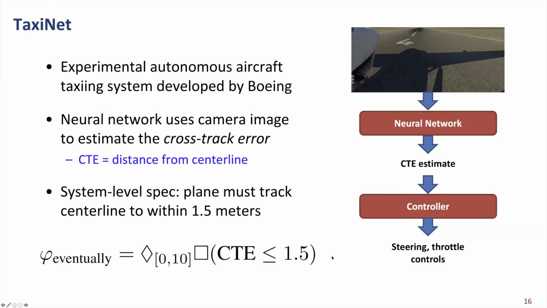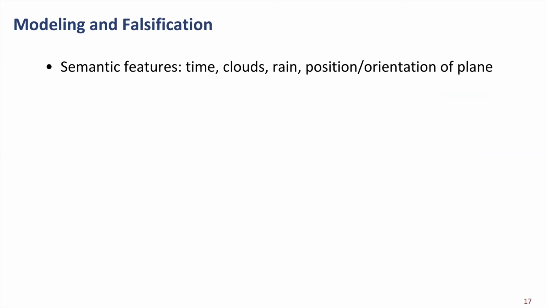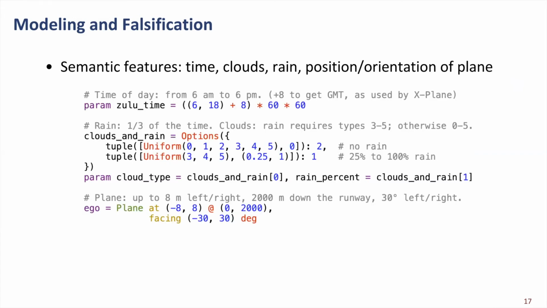Then we could model this environment in a Scenic program where we have a variety of semantic features like the time of day, type of clouds, position of the plane, and so forth. So this is actually the complete Scenic program we used. I won't go through it in detail, but you can see that we're setting up ranges for the time of day, some distribution on the clouds, which is actually a joint distribution with rain, because you can't have rain unless you have certain kinds of clouds, and some ranges for the position of the plane as well.